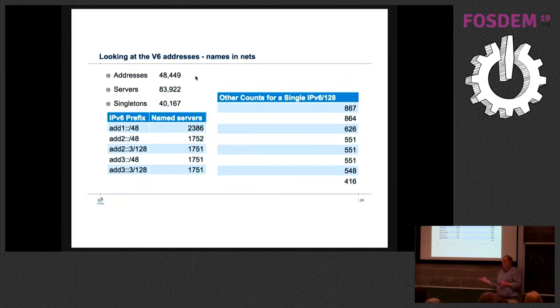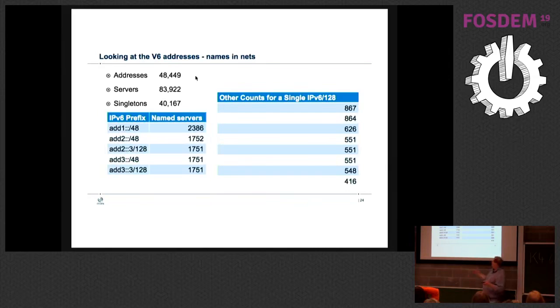Now V6, because V6 has so few addresses available, I looked to see who was sharing there, and there is some sharing there. In one /48, 48 bits out of the 128 bits, there are 2,000 names. So that's not a big deal. There's a lot of addresses there. But the next two, add 2 and add 3, have all of those addresses on one address. /128 is the full address.